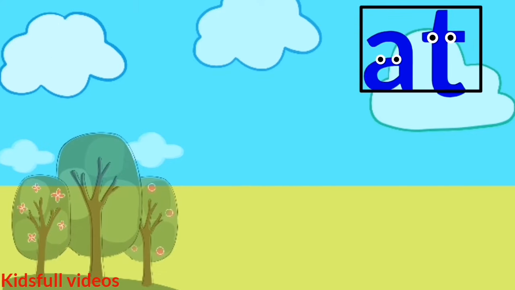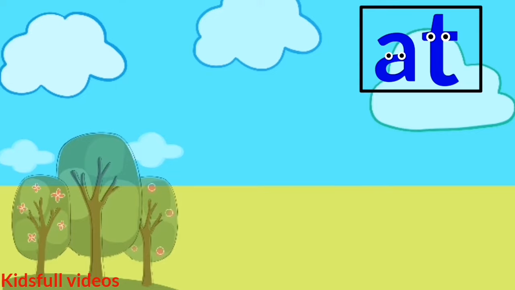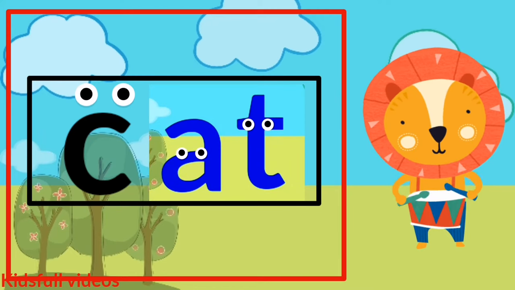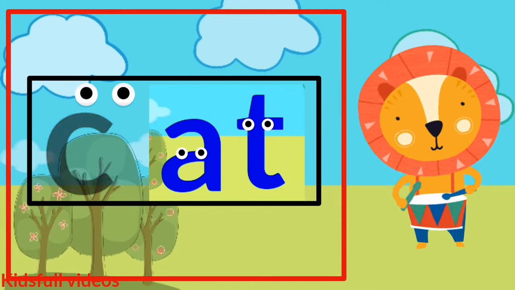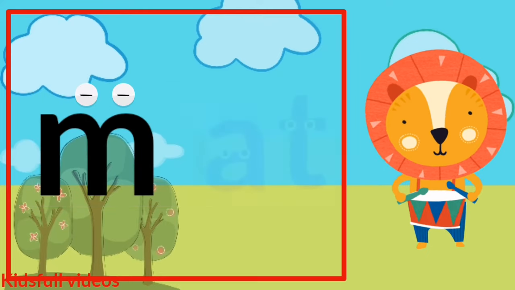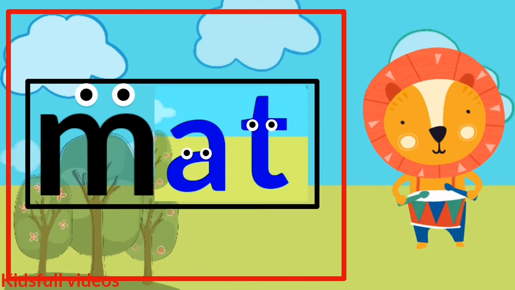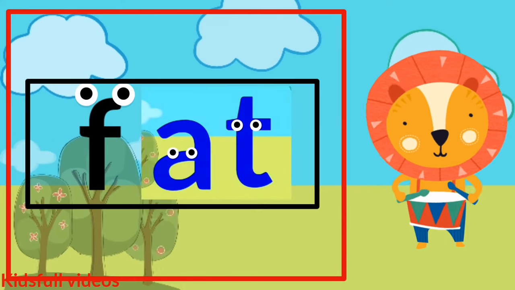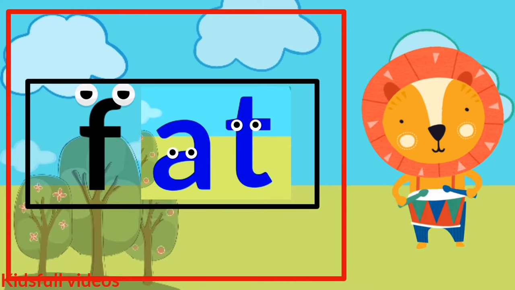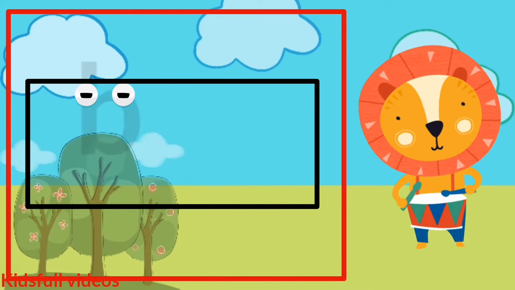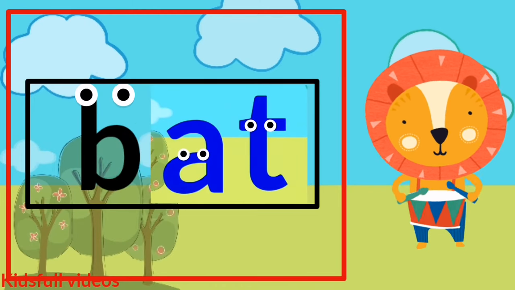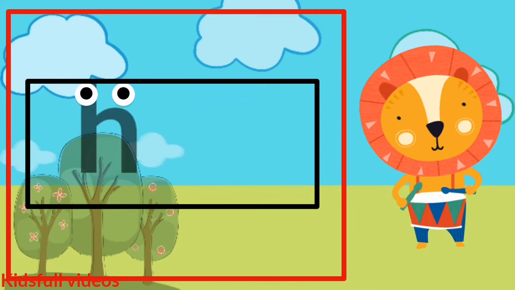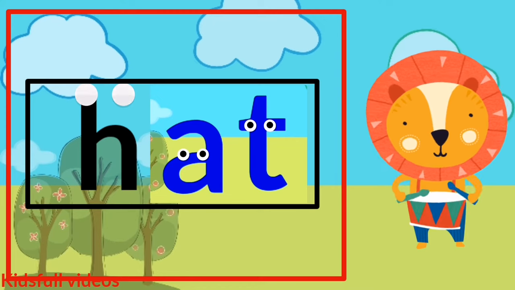Let's see how we add 'at' to different letters to make words. K. At makes cat. M. At makes mat. F. At makes fat. B. At makes bat. H. At makes hat.